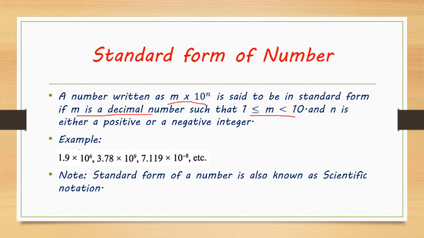If it moves towards the left, then we have to take positive. If it moves towards the right, then we have to take negative. So for example, 1.9 into 10 to the power 6, 3.78 into 10 to the power 9, and so on. Now note, standard form of a number is also known as scientific notation. You have to remember this. In some questions we have to write in scientific notation, so it means that you have to convert them into standard form only.